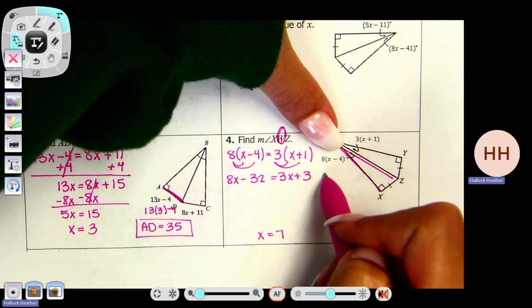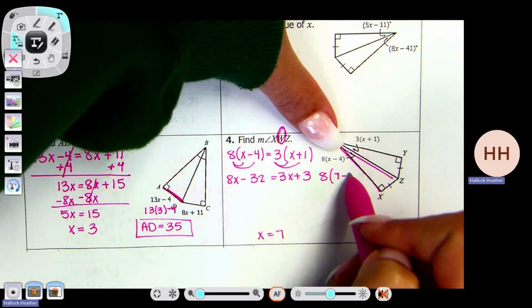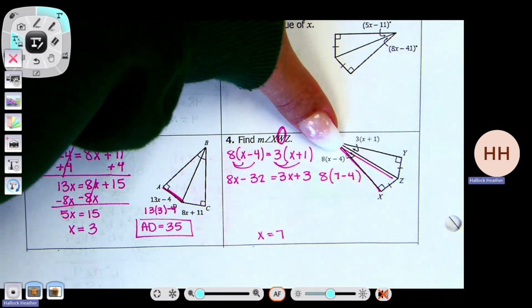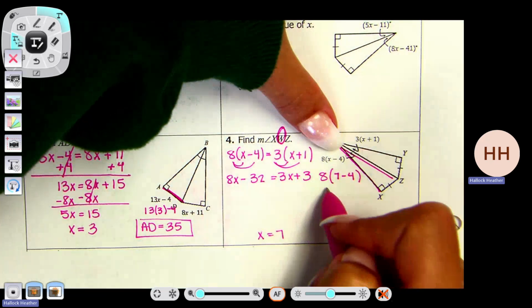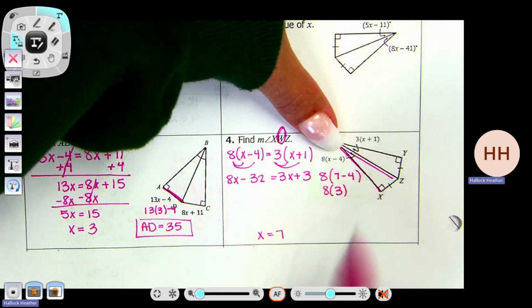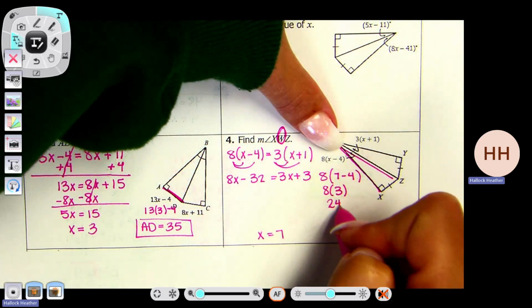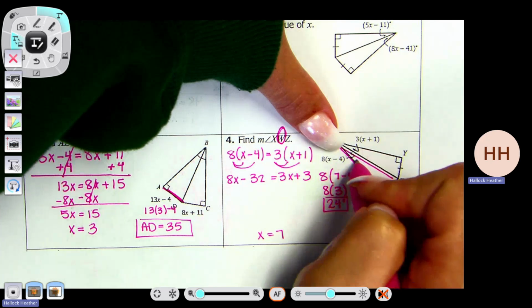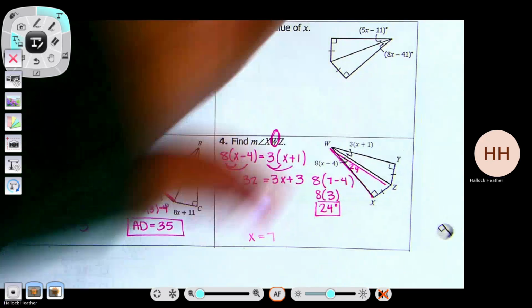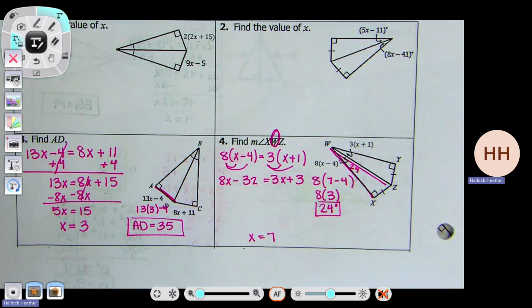So you're doing 8 and then in parentheses 7 minus 4. So what's 7 minus 4? 3. So you're doing 8 times 3, which is what? 24. So it's a little bit different than normal, but this angle is 24 degrees. Did you distribute the 8 in? Yeah. That's fine. You could do 8 times 7, 8 times 4, and then minus them. That's fine too. As long as you're using math rules like distributive property, PEMDAS.